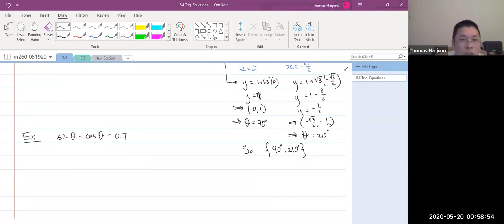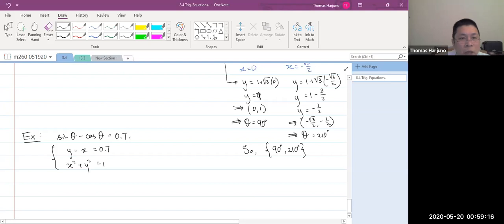Using the first method that we did earlier, it will be a lot harder, especially because we need to check. But with the technique I showed you just now, this is y minus x equals 0.7, x squared plus y squared equals 1. That's what you need to solve. Now this becomes y equals 0.7 plus x.